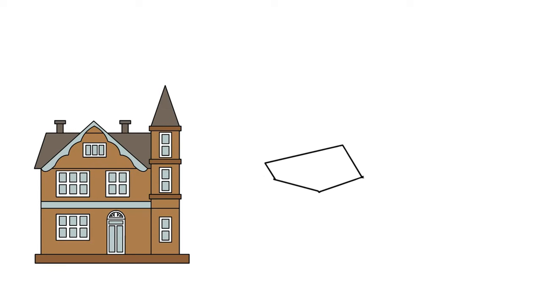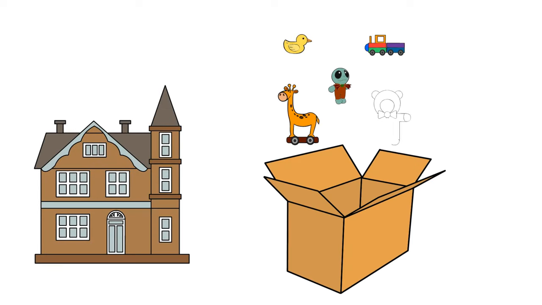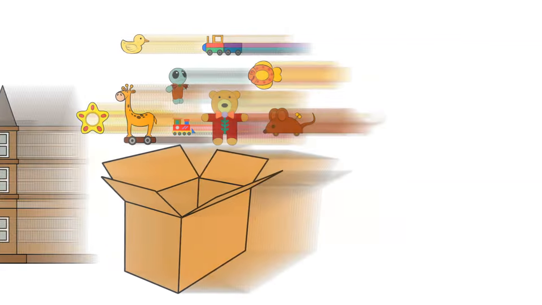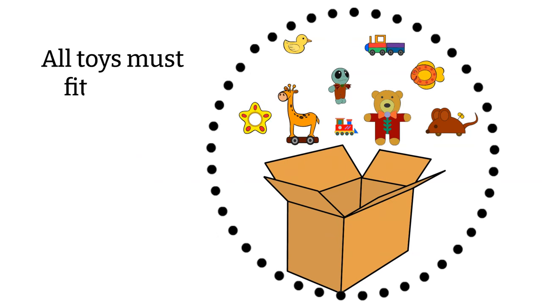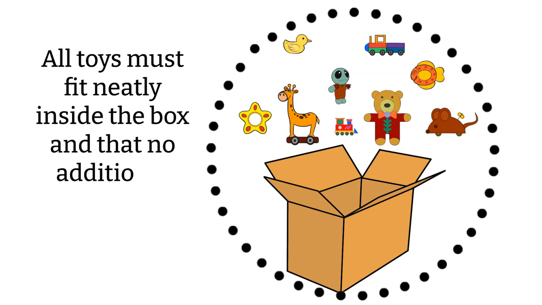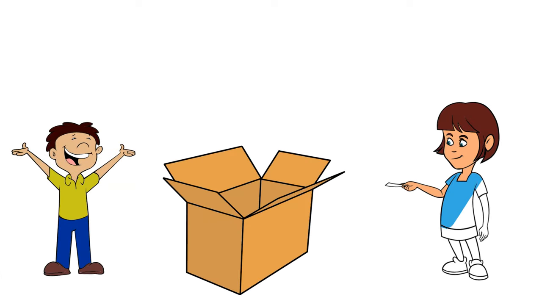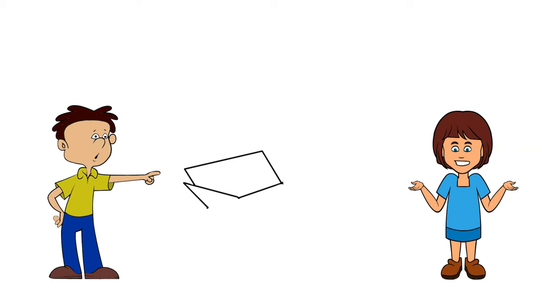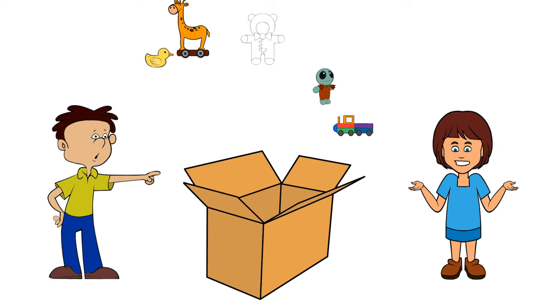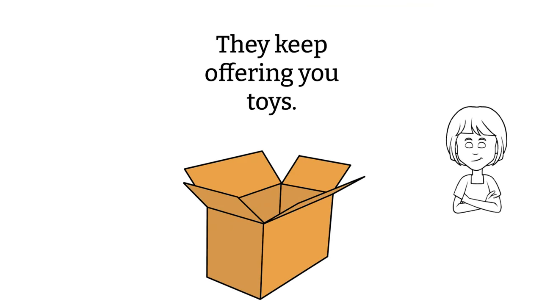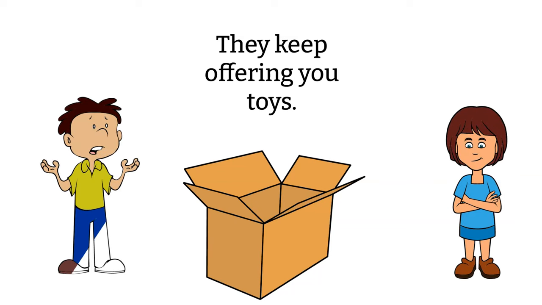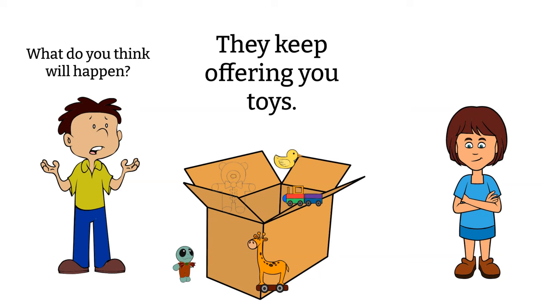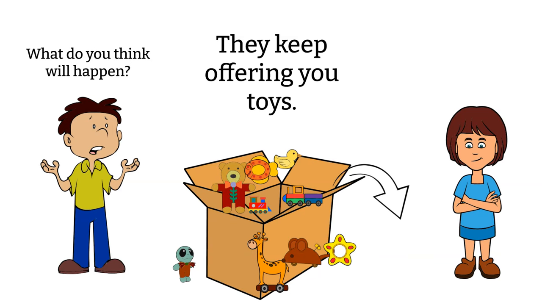Okay, look, now let's say you live in a house and you have a toy box. There is an allocated space inside this toy box for storing your toys. Assume you have a rule stating that all toys must fit neatly inside the box and that no additional space will be added. Let's now imagine that you enjoy playing games with your friends using that toy box. They give you a toy to put in the box, but they don't bother to make sure it fits. Instead, they keep offering you toys. Even when the box is full, they continue. What do you think will happen? The very tiny space leads the toys to fall out of the box and onto the floor.